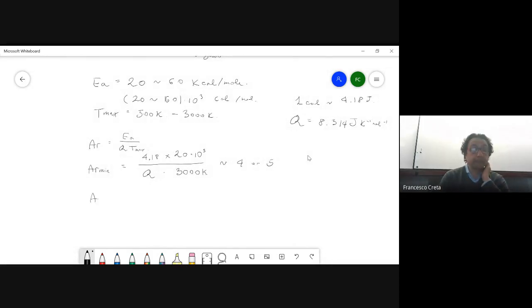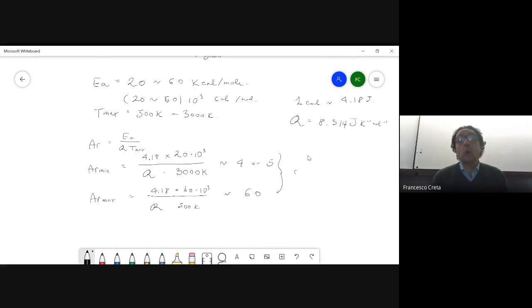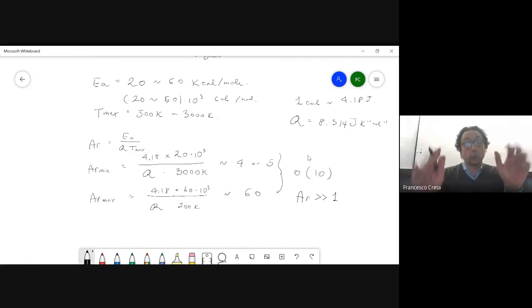What about the maximum? Well, what we have to do now is plug in the minimum temperature at the denominator, and then the maximum at the top, and we get something of the order of 60. So we can conclude that the order of magnitude for this Arrhenius is about 10. So generally speaking, we conclude that the Arrhenius number for combustion reactions is a number that is generally much bigger than 1. And that is something that is always true.